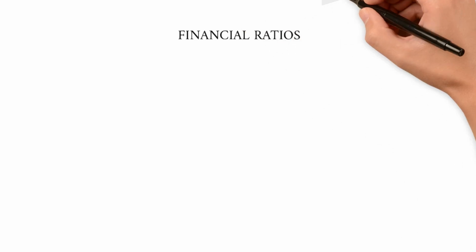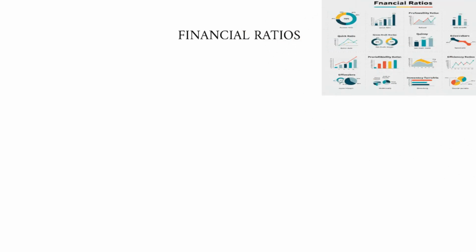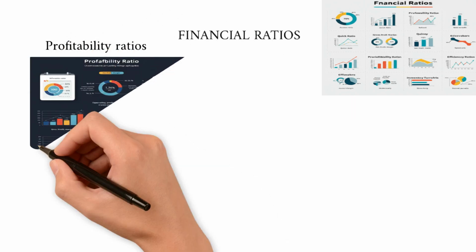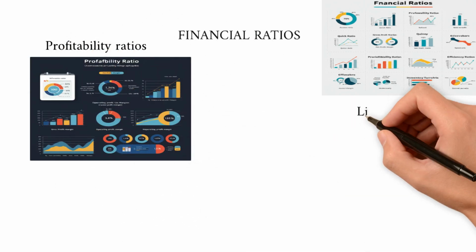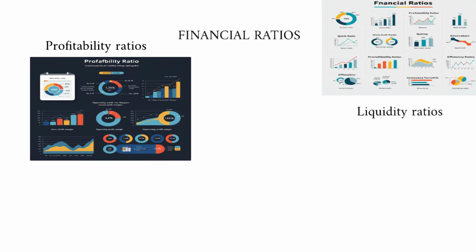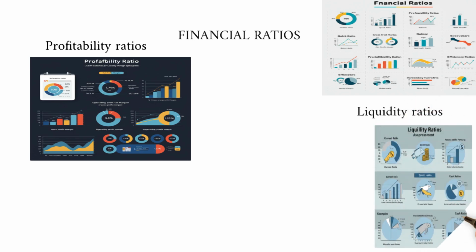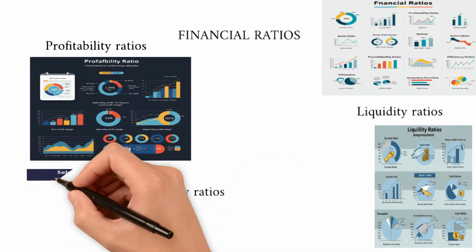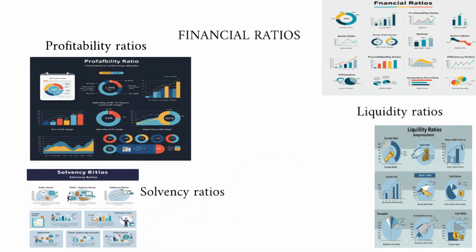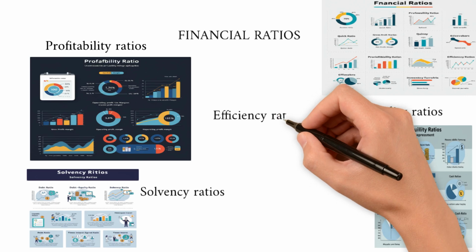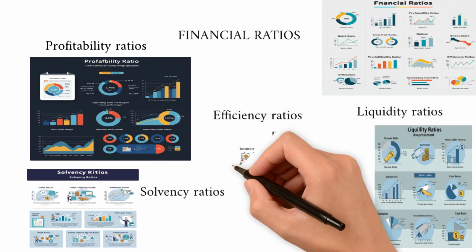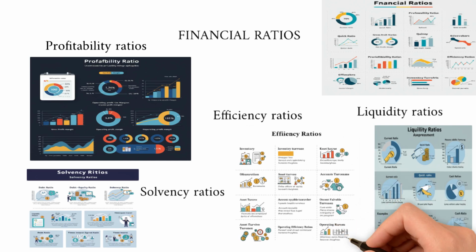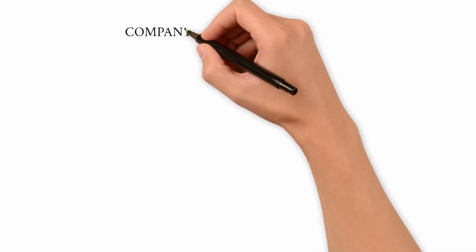Financial ratios. These are formulas that help us compare different companies and identify areas of strength and weakness. Profitability ratios measure how efficiently a company generates profits. Liquidity ratios measure a company's ability to meet short-term obligations. Solvency ratios measure a company's ability to meet long-term debt obligations. Efficiency ratios measure how effectively a company utilizes its assets. By calculating and analyzing these ratios, we can gain valuable insights into the company's financial performance.